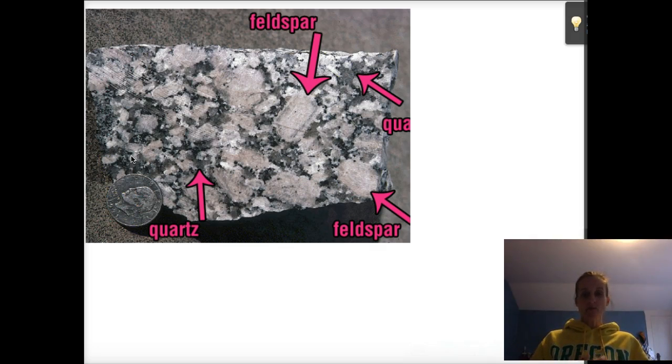So this week we're going to be looking at some samples of different types of minerals and talking about how it relates to their formation.